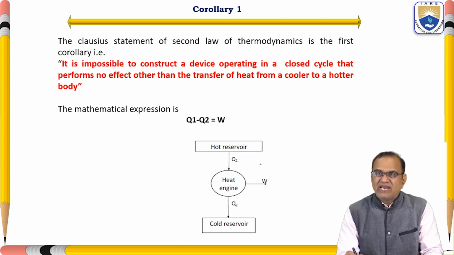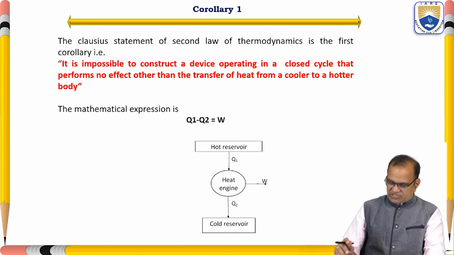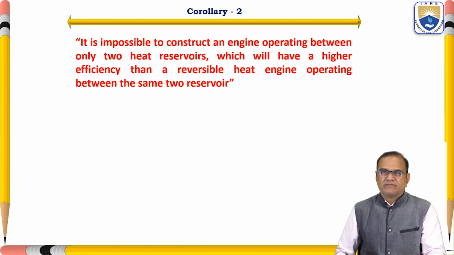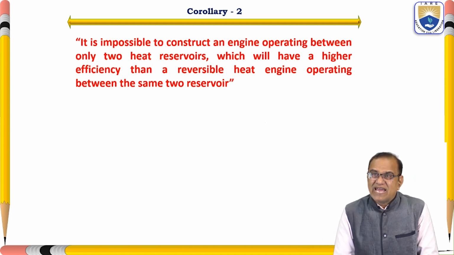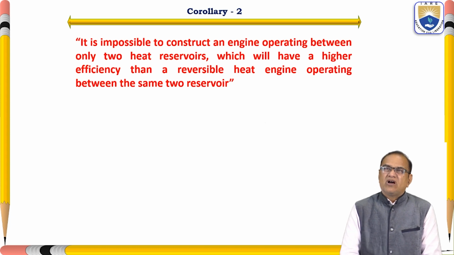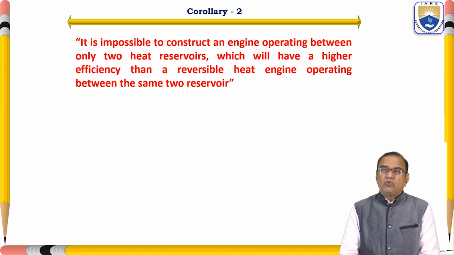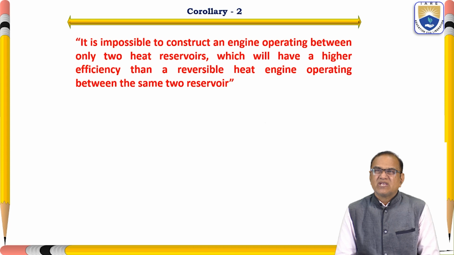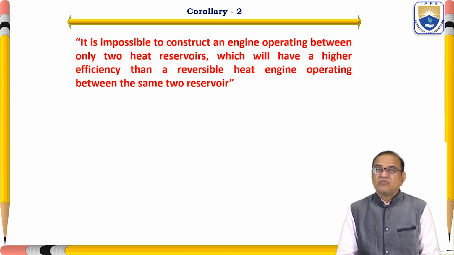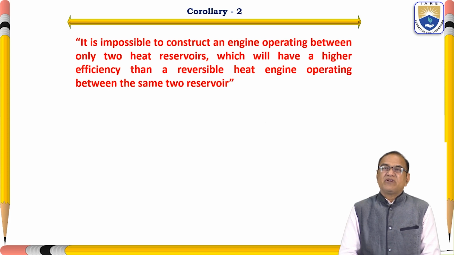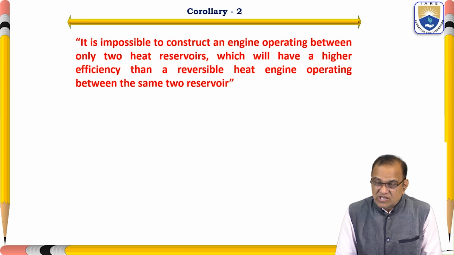So Q1 minus Q2 is equal to W. So that is the mathematical expression for corollary 1. Corollary 2 is what? It is impossible to construct an engine operating between only two heat reservoirs which will have a higher efficiency than a reversible heat engine operating between the same two reservoirs.